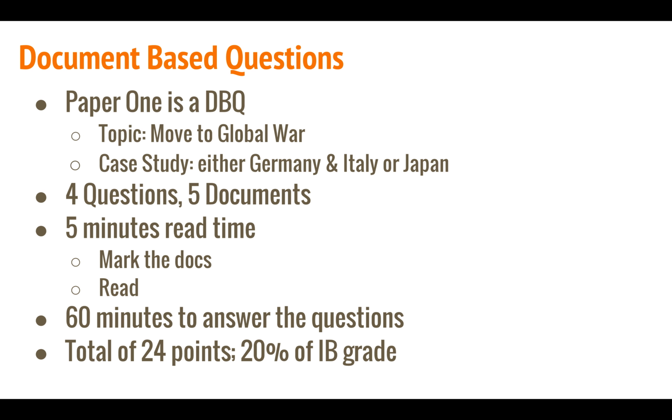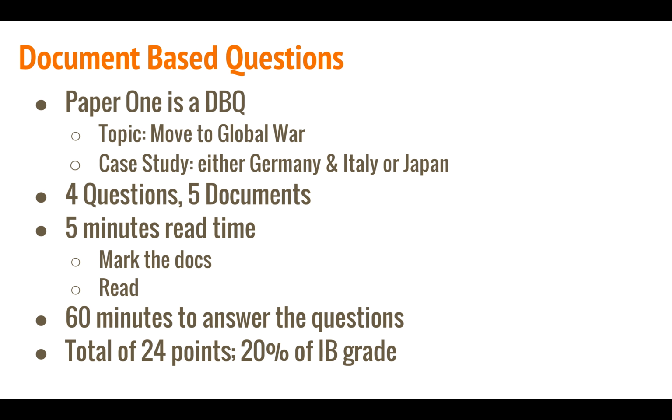So you have your 5 documents, your 4 questions, and when you come in to sit down for this paper 1 test, you're going to be given 5 minutes at the start to read over the documents. So you have 5 minutes to look at those documents, mark them up, give them a quick skim so you know what the content of each document is. You also get a chance to think about OPCVL right away. What's the origin of this source? When was it written? Why was it written? What's the purpose? So you get 5 minutes right at the start of the exam to do that.